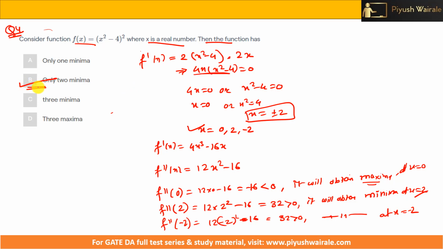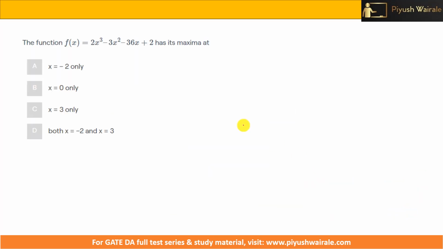So option B is correct because this f of x will attain the two minima when x equals 2 and when x equals minus 2, right? So question number 5. The function f of x is given to us, find its maxima at. Same process we have to apply.